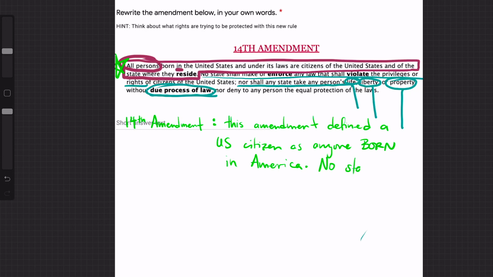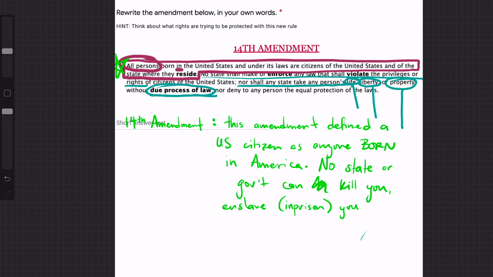No state or government can kill you, enslave, or imprison or take your stuff without your day in court.